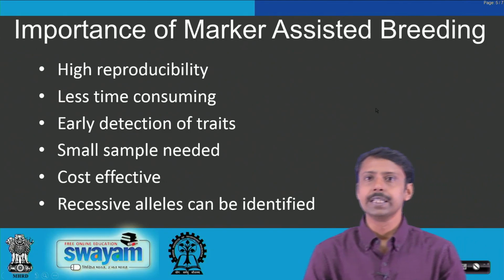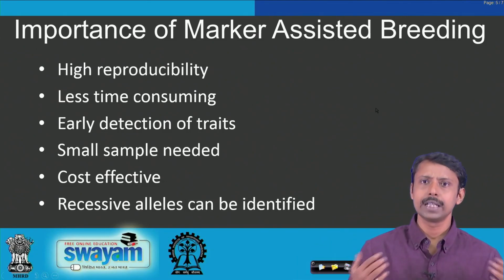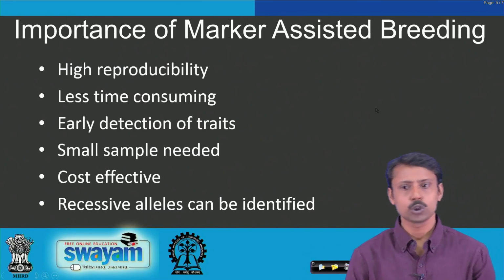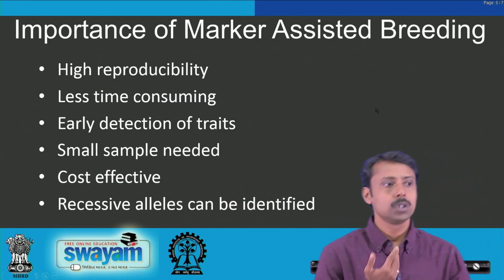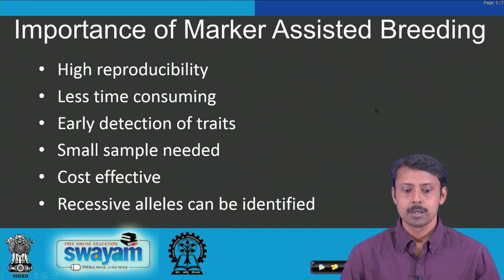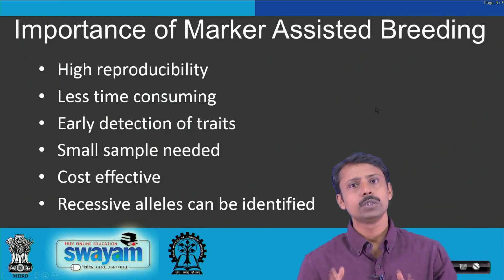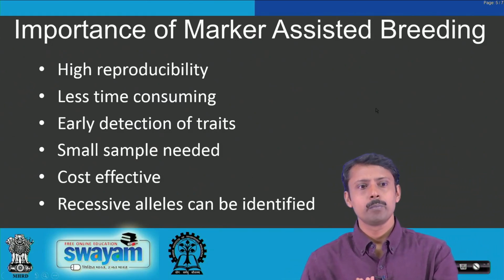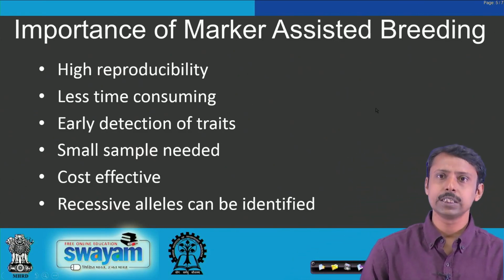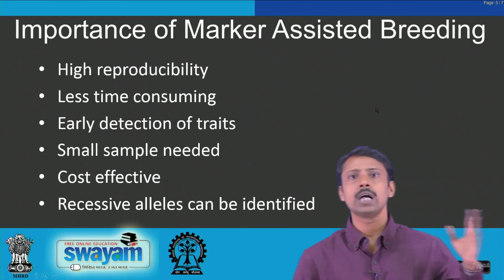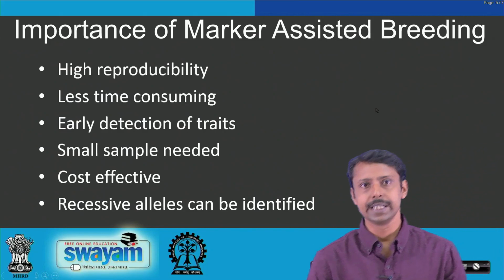Small sample is needed. For conventional plant breeding, a huge field is needed to maintain the segregating population, because we cannot remove the promising lines. But in marker assisted breeding, we can screen very easily using the molecular marker in our lab, because the plants can be grown in a small place. At an early stage we can screen and remove the unnecessary plants. So, a very small amount of sample is needed.